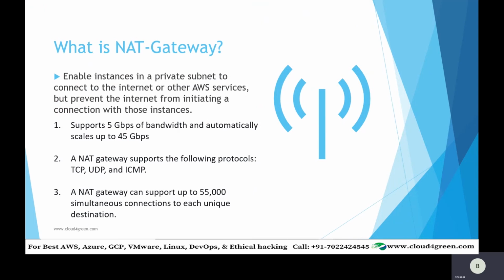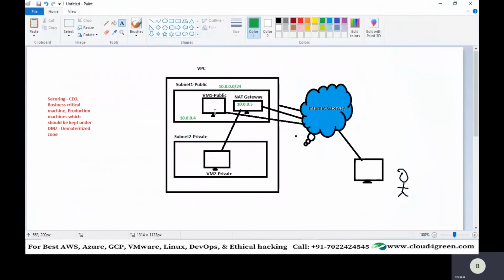NAT gateway supports speed of 5 Gbps and that can scale up to 45 Gbps. NAT gateway is primarily used, as I mentioned, for security reasons, and definitely that does require internet access. Let's take here in this case VM2 private requires internet connection where it needs to update patches, for example Microsoft patches. So the traffic is one way, the traffic will flow like this.